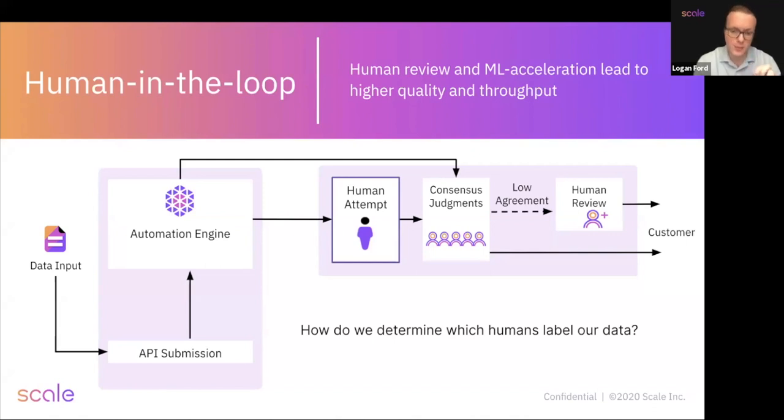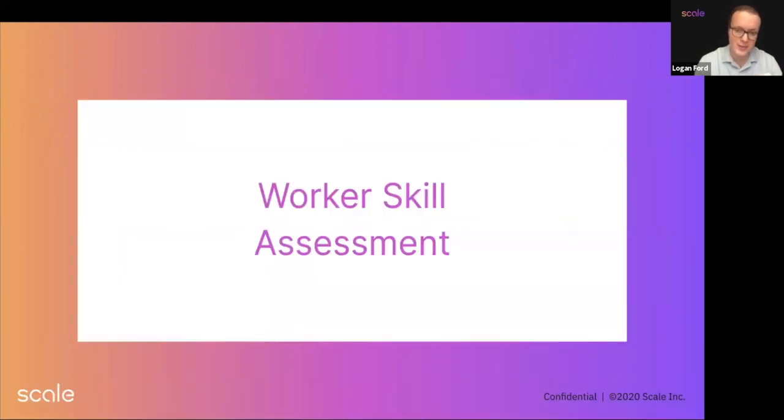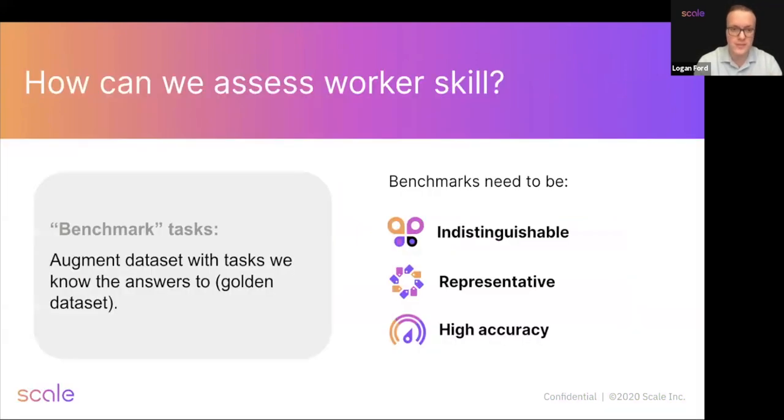And so the piece that we'll really be digging into today is how do we determine which humans label our data? And the real piece here to execute well on is how do we assess worker skill? And so one idea that we'll really dig into today is this idea of benchmark tasks for doing this. The main thinking is that we can augment our data set with tasks that we know the answer to, or a golden data set. You can think of this almost as a validation set, but rather than for a model, it's for our human labelers and our system as a whole.